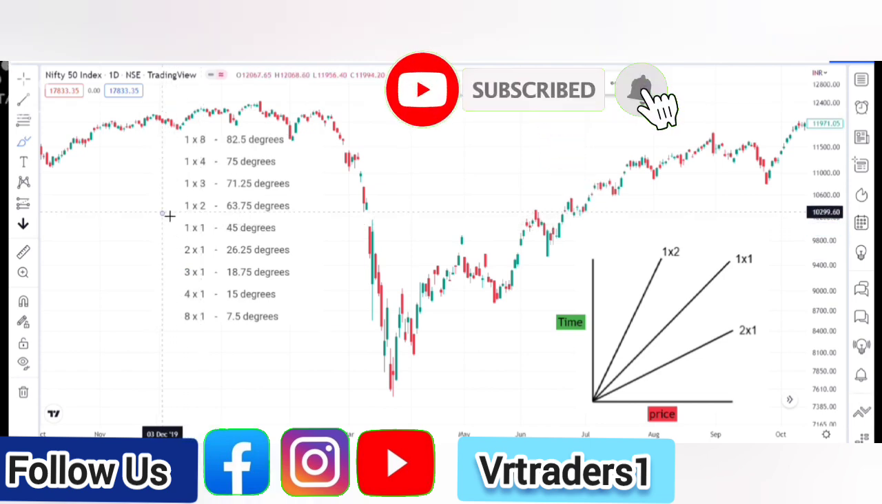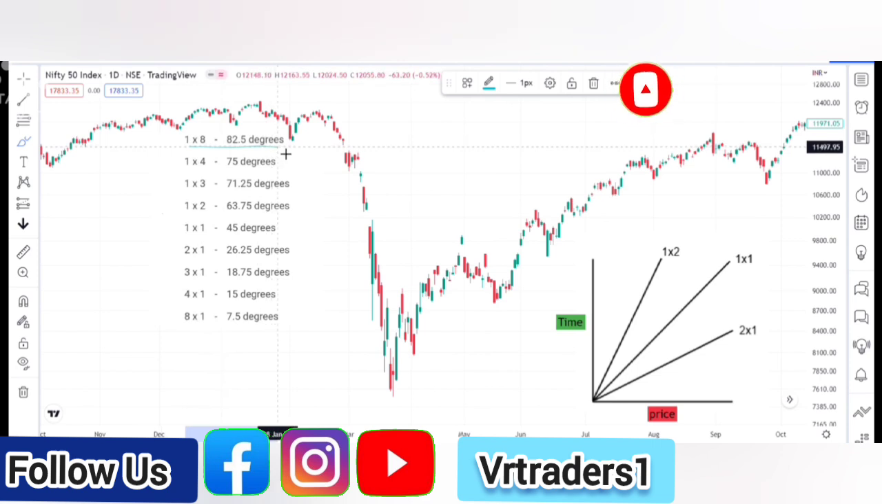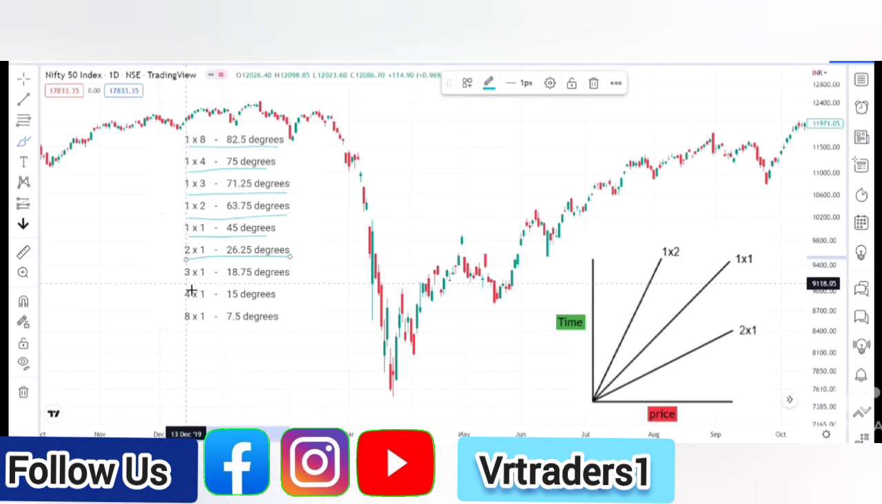The angles are 1 into 8, which is 82.5 degrees, 1 into 4, 75 degrees, 1 into 3, 71.25 degrees, 1 into 2, 63.75 degrees, 1 into 1, 45 degrees, 2 into 1, 26.25 degrees, 3 into 1, 18.75 degrees, 4 into 1, 15 degrees, and 8 into 1, 7.5 degrees.